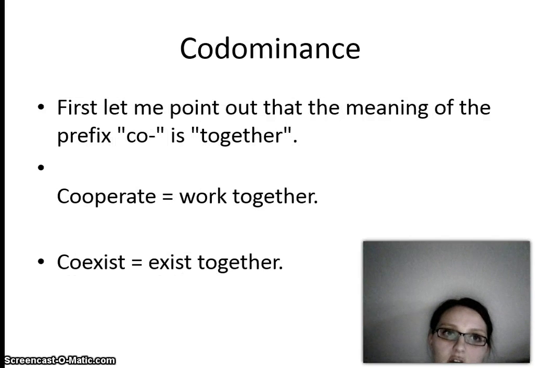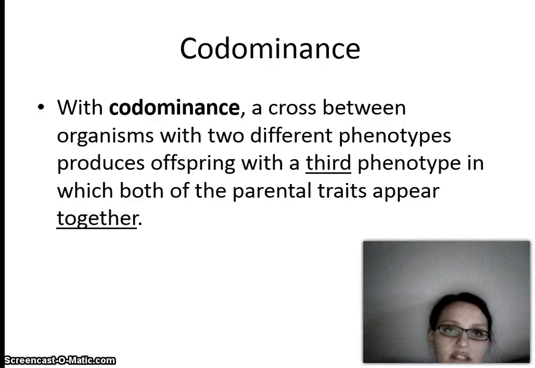Codominance. Okay, let's talk about the word co. Co means together, cooperate, coexist. We're constantly doing things together, okay? So with codominance, a cross between organisms with 2 different phenotypes produces offspring with yet a third phenotype in which they both appear together.